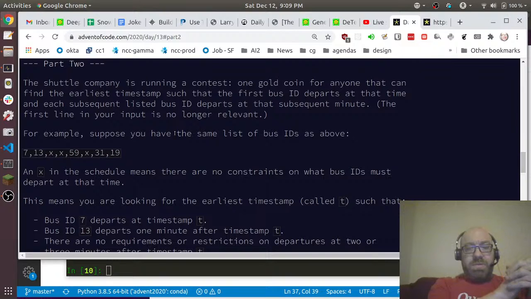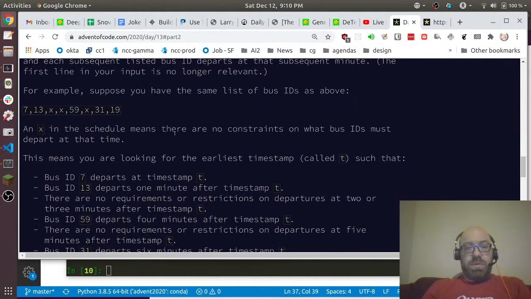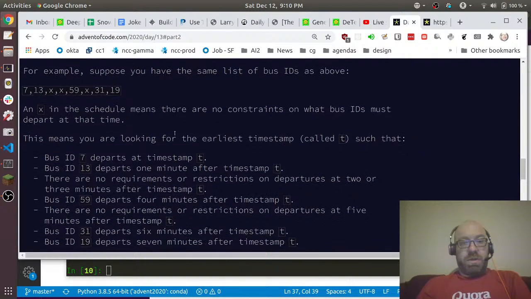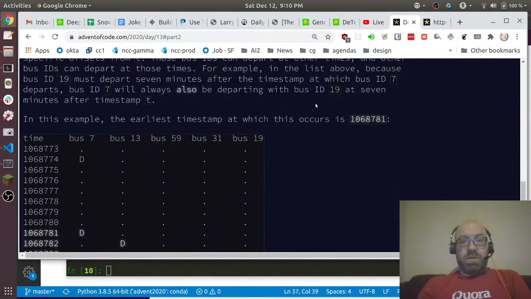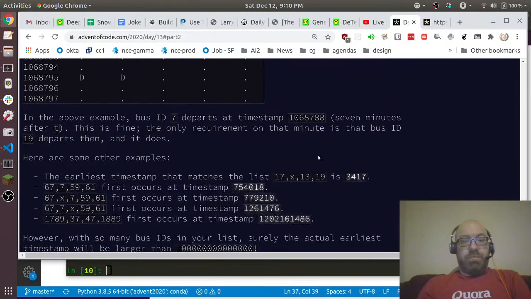So the earliest timestamp T such that bus 7 departs at timestamp T, bus ID 13 departs 1 minute after timestamp T, there are no restrictions on the next, bus ID 59 departs 4 minutes after timestamp T, there are no requirements, then bus ID 31 and 19. The only buses are the listed bus IDs; bus IDs can depart at other times. The earliest timestamp at which this occurs is 1068781. Okay.